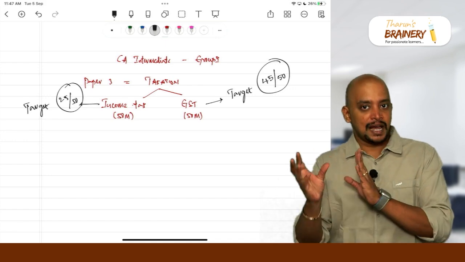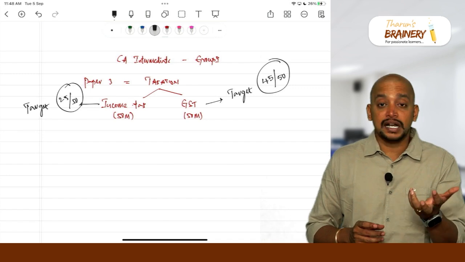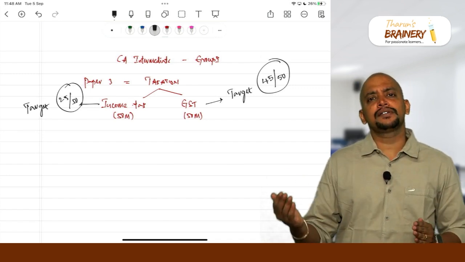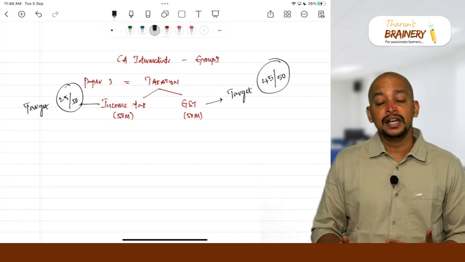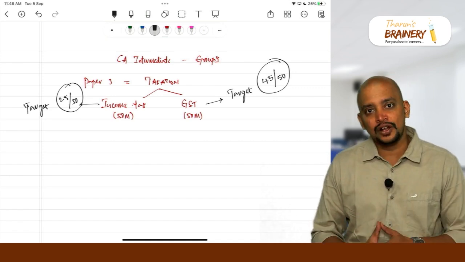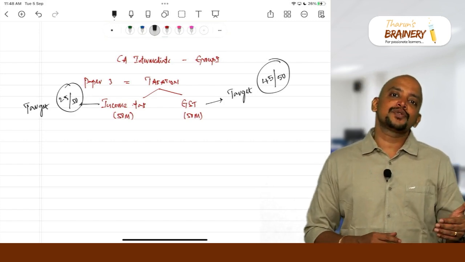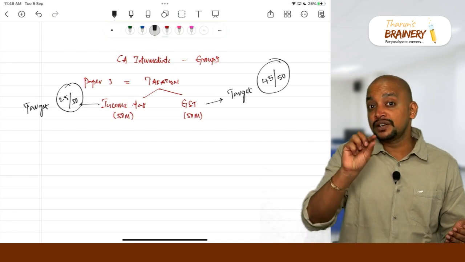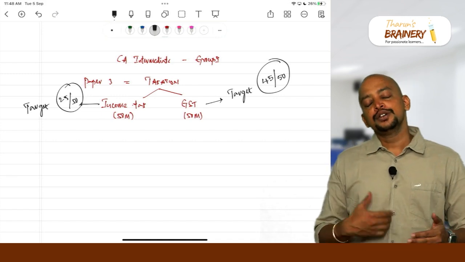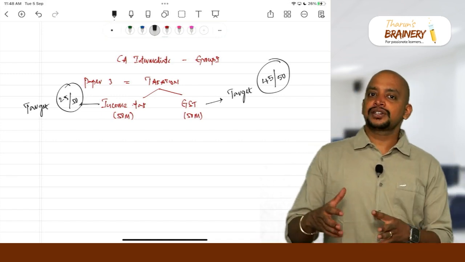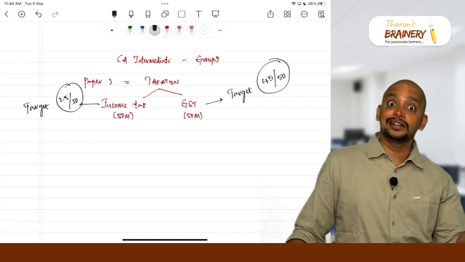So what will happen in advanced accounts? See, accounts is easy, but advanced accounts is not that easy, because a lot of accounting standards and the application of those standards are involved, and there are some complicated topics. Therefore, even in the old syllabus, many students were finding it difficult to cope with advanced accounts, which was in Group 2. Now they have brought it into Group 1. So due to that reason, my suggestion to you is that sometimes you will be able to get 90s also.